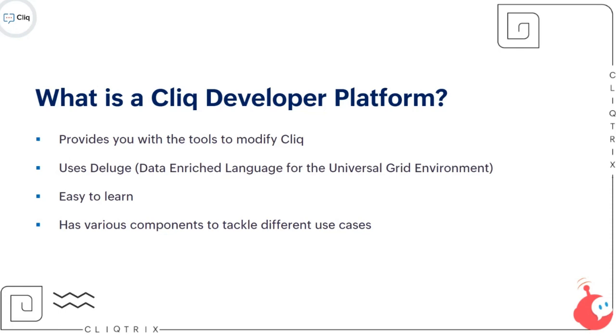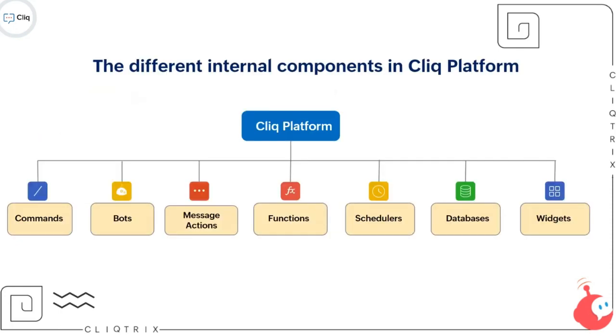Cliq platform also uses Deluge as its coding language. Deluge, which is short for Data Enriched Language for the Universal Grid Environment, is Zoho's proprietary scripting language. The advantage of using a scripting language over a programming language is that they are easy to learn, less time consuming, and have more functionality. The platform also has different components with different functionalities which are used to tackle various use cases. On the screen are the different components that are present in the Cliq platform. So these are the commands, bots, message actions, functions, schedulers, databases, and widgets. You can pick from these components to create your extension.